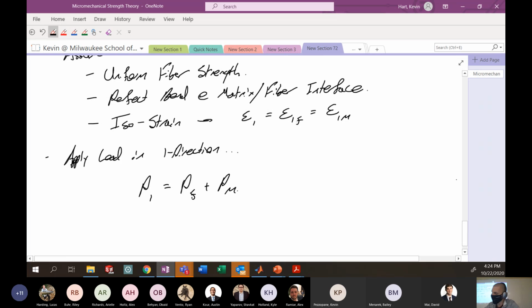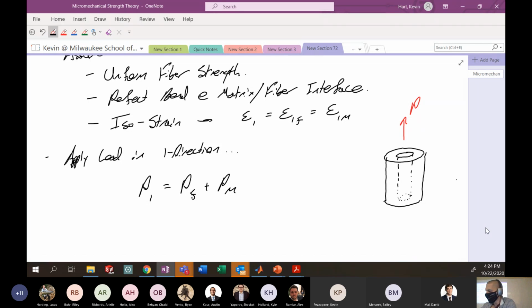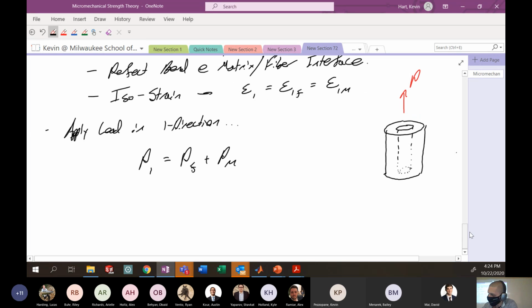Right? So the model that you should have in your head is kind of this single fiber model, like normal. And we're just pulling this guy entirely in this direction with P. And so we're splitting the load between the fibers and the matrix. And so the load in the one direction of the composite is split between the load that's on the fiber and the load that's on the matrix. All right. Obviously, this is like 1, 2, 3. All right.